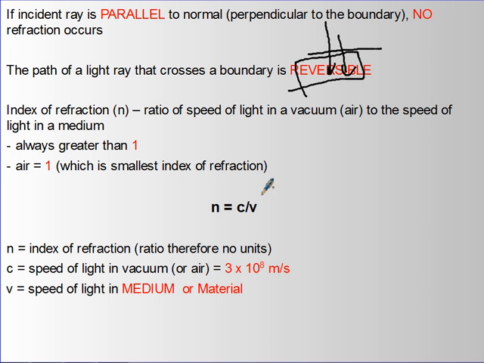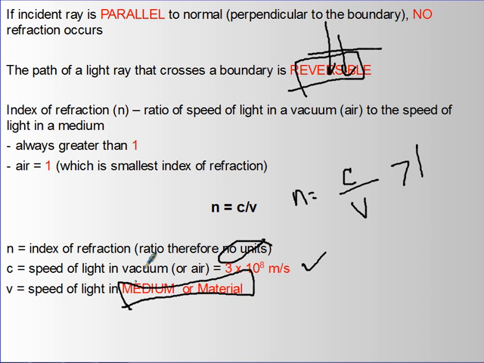Now let's discuss the index of refraction. It is a ratio of the speed of light in air or in a vacuum to the speed of light in that medium, and it is always greater than 1. Air has the smallest index of refraction. We're going to call that 1 just because it really is really close. The index of refraction has no units because it's a ratio of 2 speeds. And remember, the speed of light is 3 times 10 to the 8th meters per second. You need to know that constant. And V, of course, depends on the medium or the material. We've already discussed this.